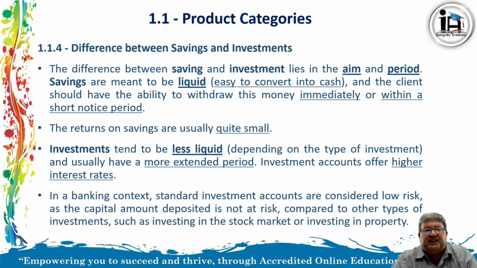1.1 Product categories. 1.1.4 The difference between savings and investments. The difference between saving and investment lies in the aim and the period. So what is your aim? In other words, what is your goal with that saving or investment, and what is the period you want to save or you want to invest?